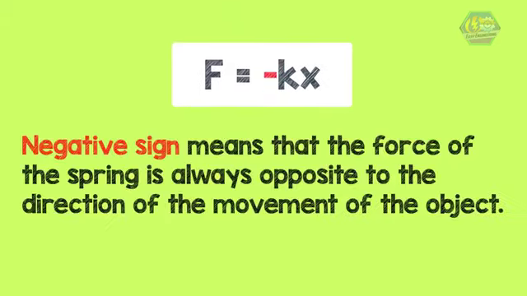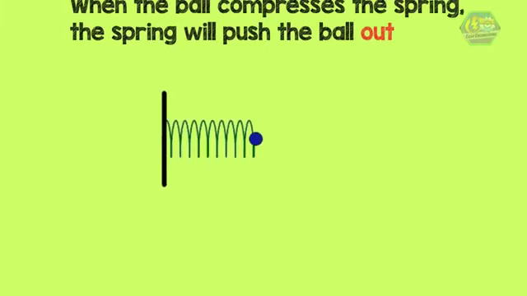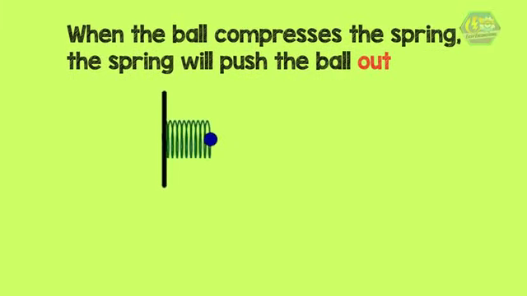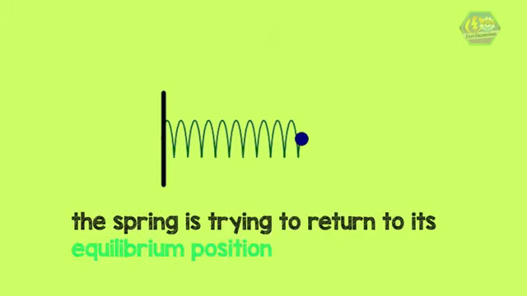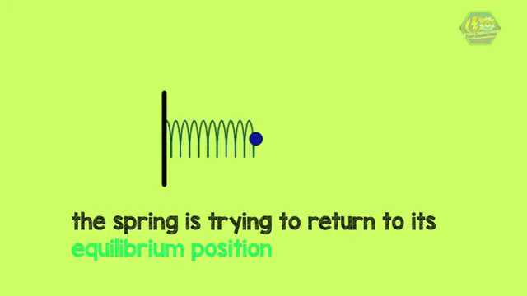The negative sign means that the force of the spring is always opposite to the direction of the movement of the object. Let us suppose a ball connected to a spring. When the ball compresses the spring, the spring will push the ball out, and when the ball stretches the spring, the spring will pull it in. This means that the spring is trying to return to its equilibrium position.